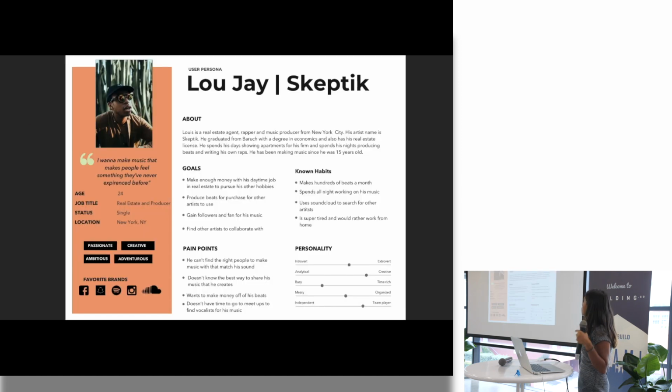So this is the user persona that I created, Lou J. His rap name is Skeptic. He is a real estate agent and a rapper and a producer on his downtime.